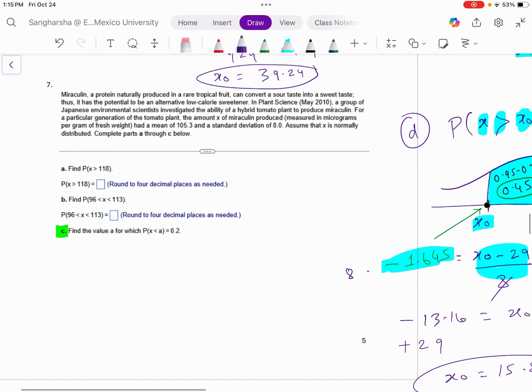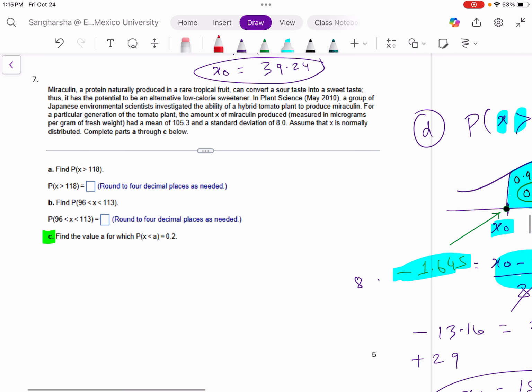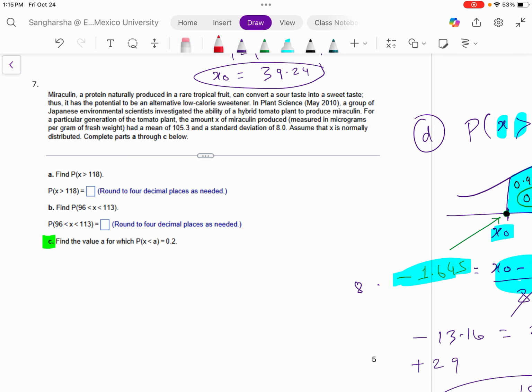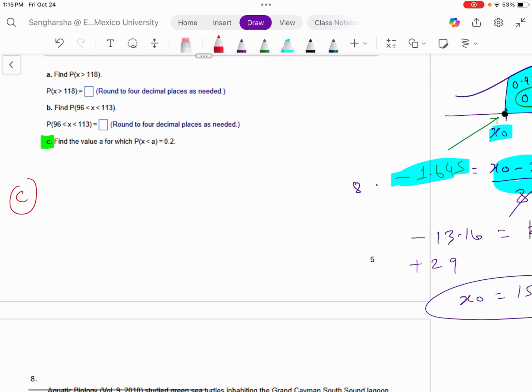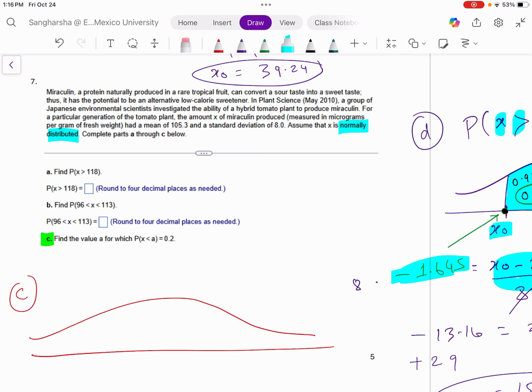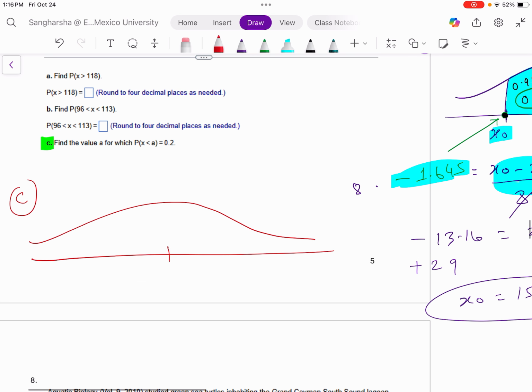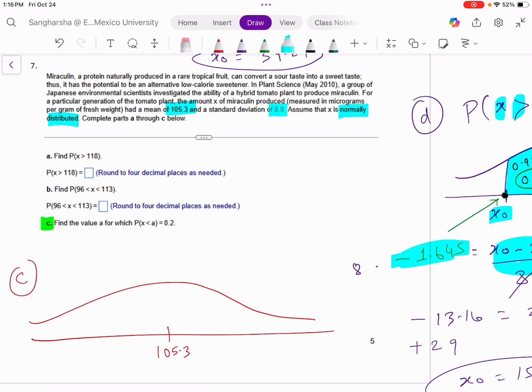Okay, now in number 7C, I look for what type of distribution this is. Let's see. It does tell us here that we have a normal distribution. So let me start with a bell-shaped curve. Then I need the mean for this distribution. The mean is 105.3. Next we need the standard deviation. The standard deviation is 8. So mu is 105.3, and the standard deviation is 8.